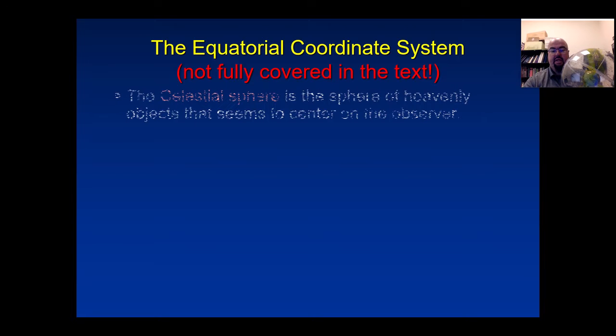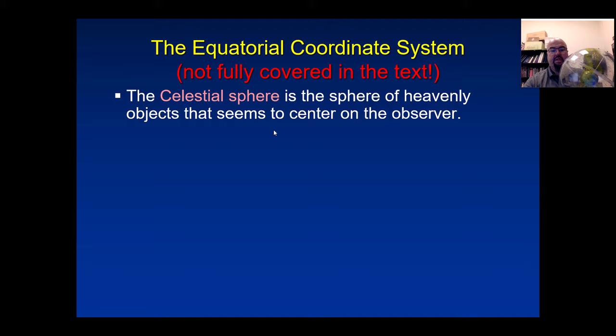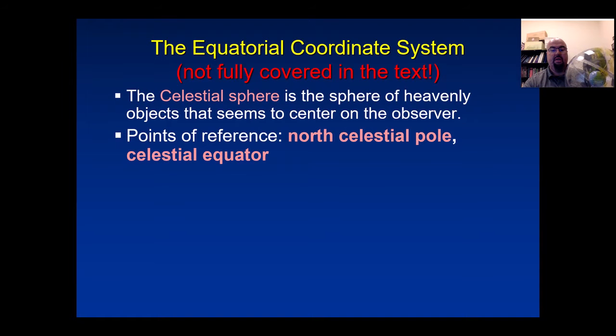Now, what this has done is, again, the celestial sphere is the sphere of heavenly objects that seem to center on the observer. And we have our points of reference, just like we did on the Earth. You have the North Celestial Pole, or NCP, the South Celestial Pole, and again, an equator, which is called the celestial equator. So we have some reference points already that we can maybe develop another coordinate system.